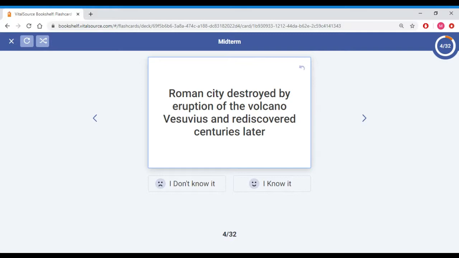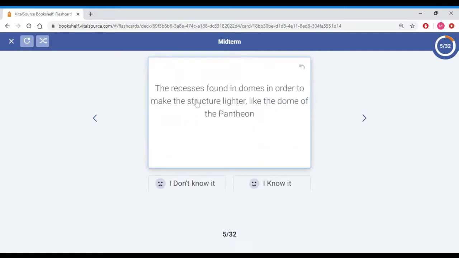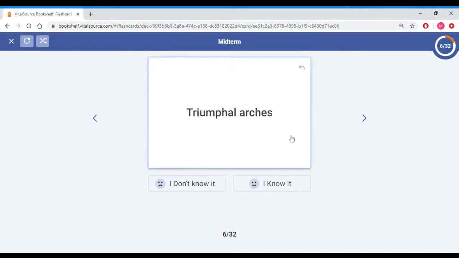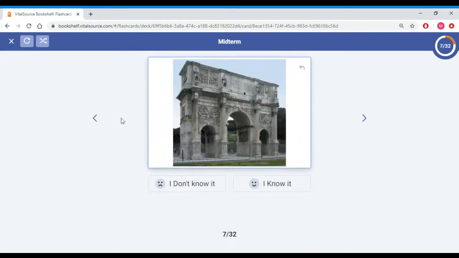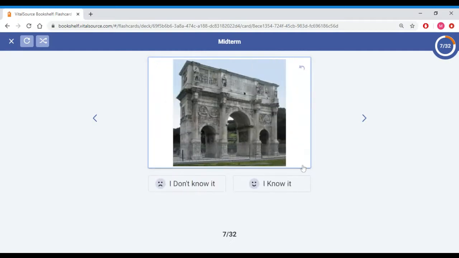Because I remember I did stay a couple of days, and we were like, okay, what do we do now? So, a Roman city that was destroyed, and this was Pompeii. Coffers, we talked about them. They were in the Pantheon, the recesses found in domes in order to make the structure lighter, like the dome in the Pantheon. But Triumphal Arches, we talked about these. Freestanding monuments built to commemorate a military victory. So we just talked about this. So what is this image? This is actually the Arch of Constantine, and I mentioned it was very near the Colosseum.